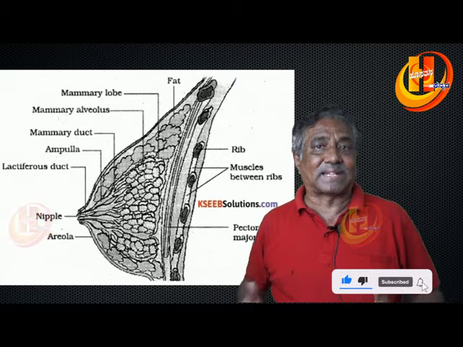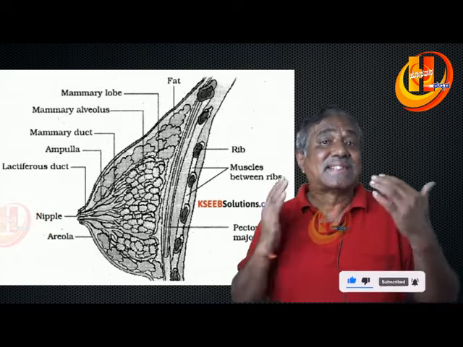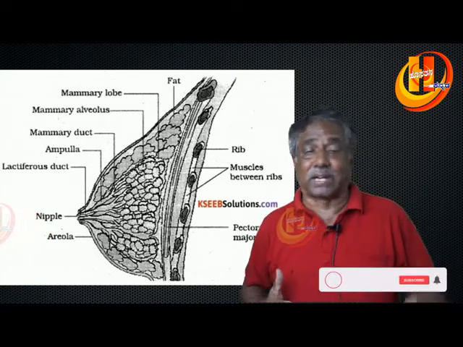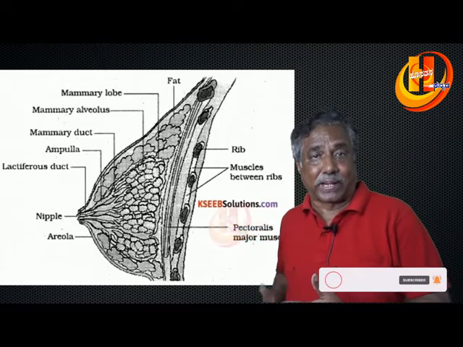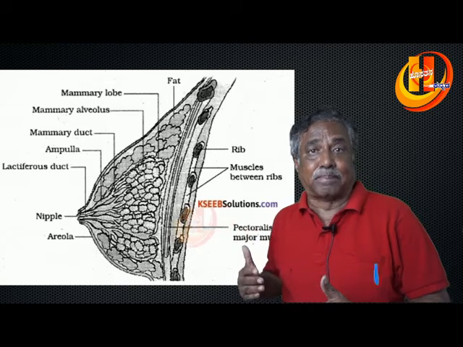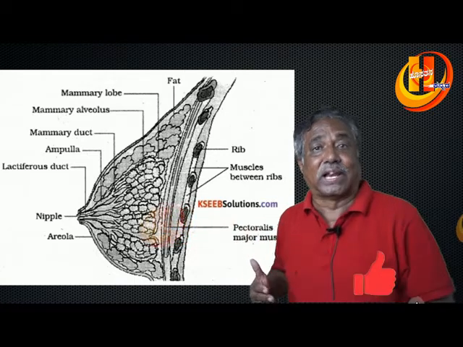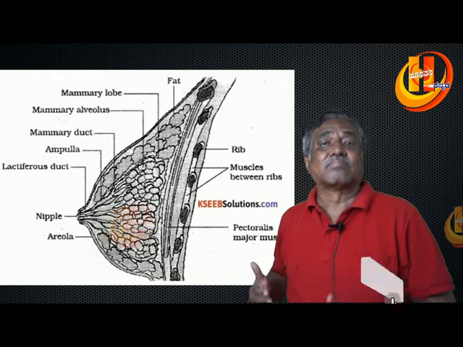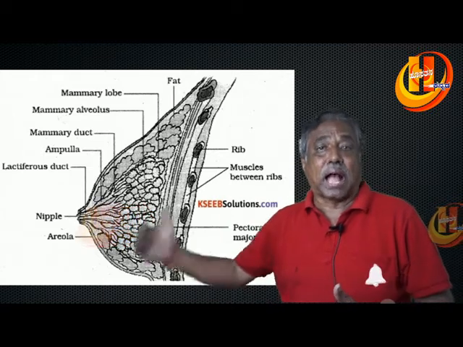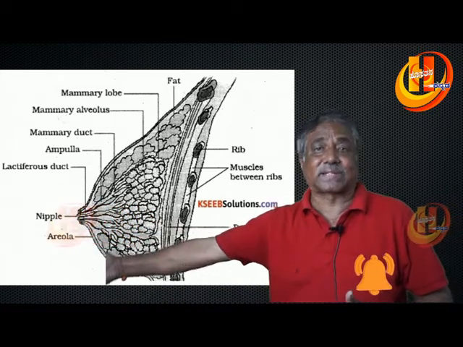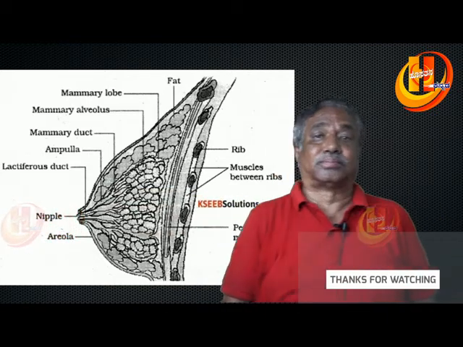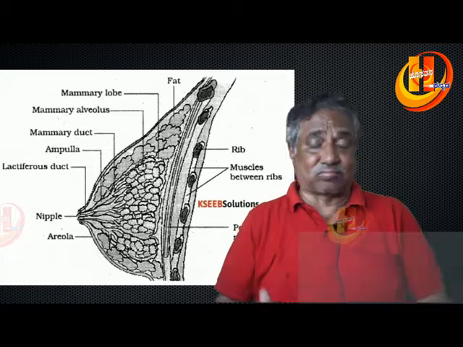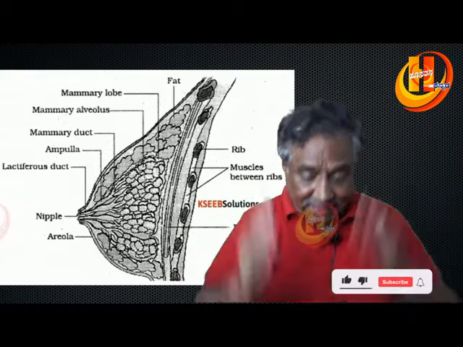The mammary glands, which are the secondary sex organs in the female reproductive system, consist of mammary lobules, 15 to 20, and then the alveoli which secrete milk, and then mammary ducts, ampullae, lactiferous ducts, and the nipple, which are the parts associated with the secondary sex organ, the mammary glands.